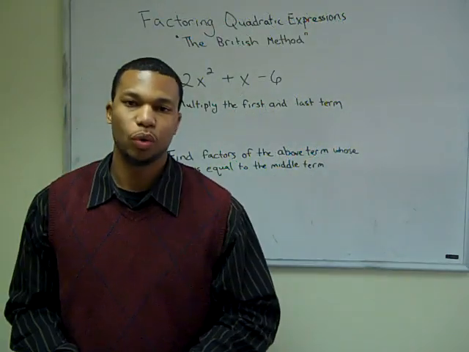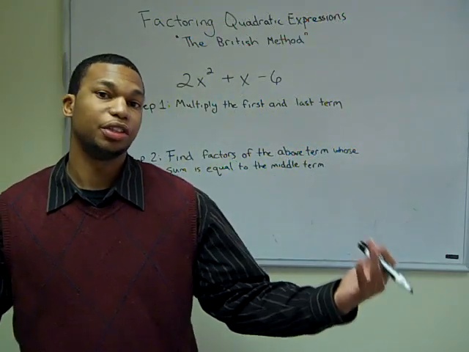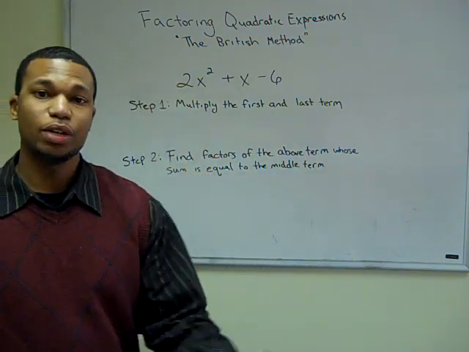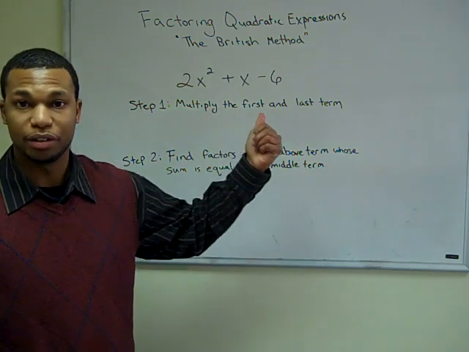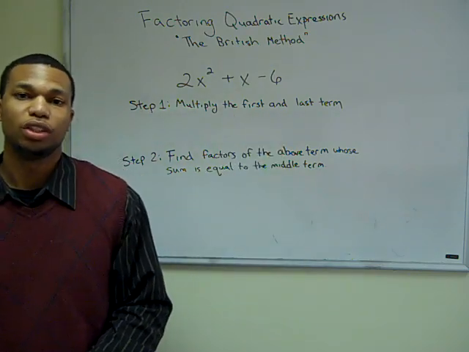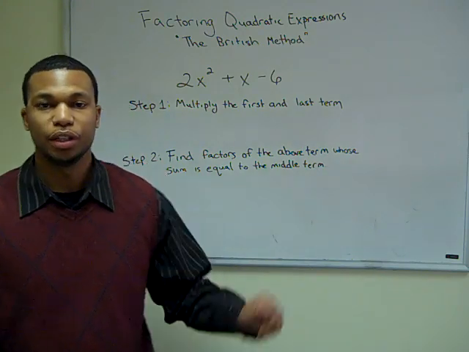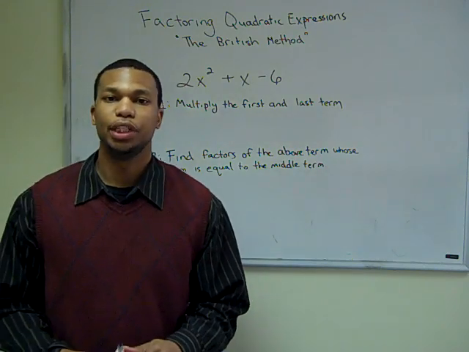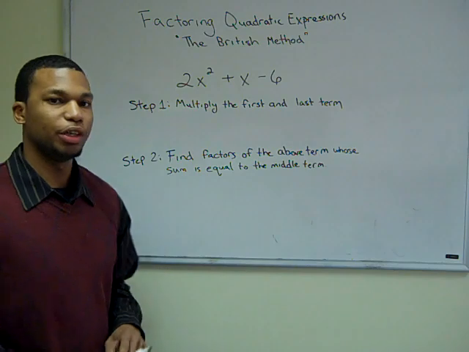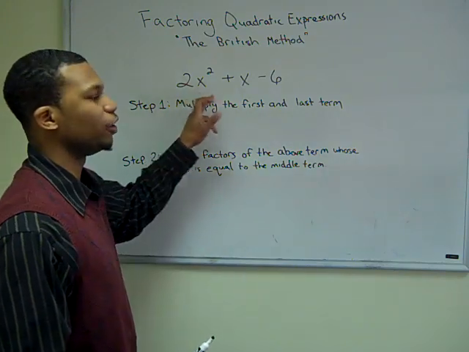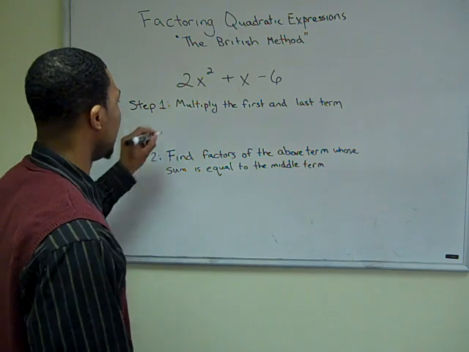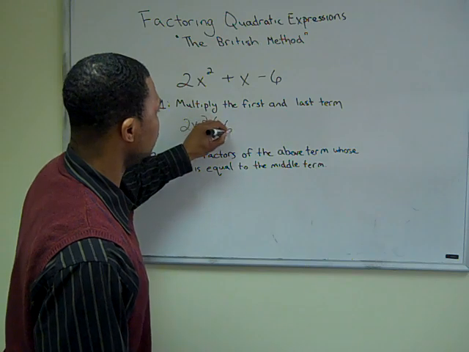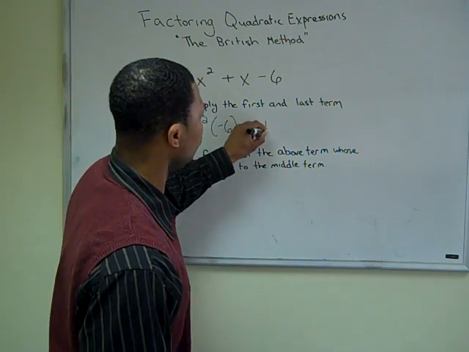Now let's get into factoring quadratic expressions when our a term is not equal to 1. So in this case, we know that the a term is not equal to 1 because there is something there. So we have a 2 in this case. So to factor expressions where the first coefficient is not equal to 1, we're going to utilize the British method. So step 1 of the British method, we're going to multiply the first and last term. So that means we're going to multiply 2x squared times negative 6. So this is equal to negative 12x squared.